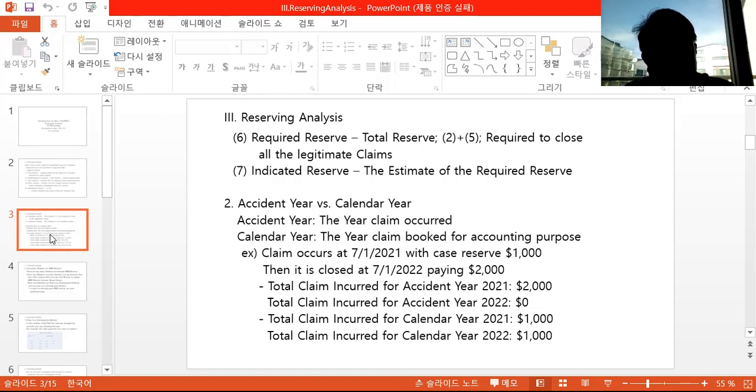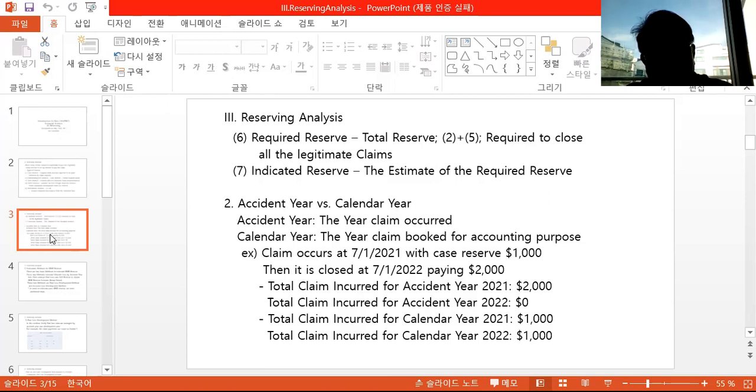Okay, next we discuss the concept of accident year versus calendar year. Accident year is the year the claim actually occurred, which is the year the insurance company charged the insured a premium. Then there's the calendar year. This is the year the claim is booked for accounting purposes. So this concept is for accounting purposes. I'll give you an example.